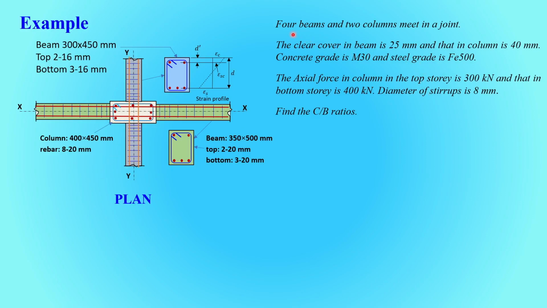Our question is like this: 4 beams and 2 columns meet in a joint. The clear cover is given, and the grade of concrete is M30 and the grade of steel is Fe500. The axial force in the top column is 300 kilonewton, and that in the bottom column is 400 kilonewton. The diameter of stirrups is 8 millimeter. Find the C by B ratio, the column to beam capacity ratio. There are 2 columns, one at the top floor and one at the bottom floor, which is not visible in the plan.